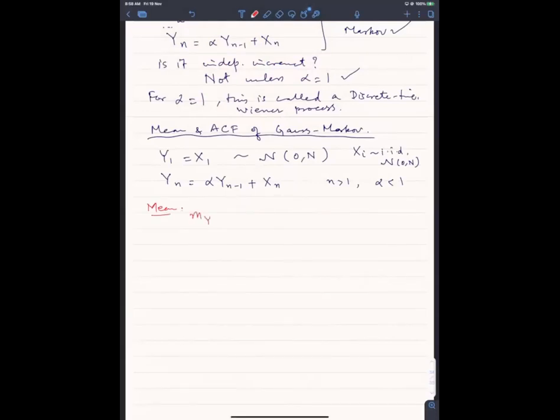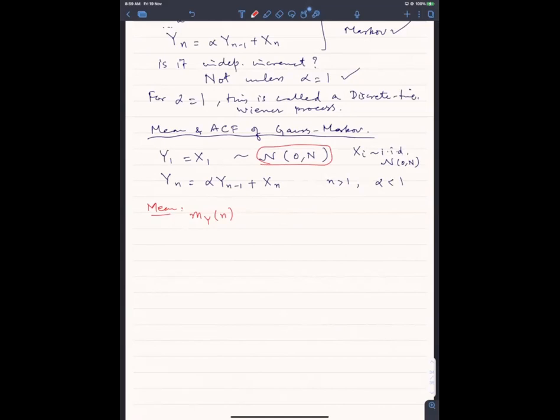The mean of yn. By the way, is this a discrete time process or a continuous time process? This would be a discrete time process. Continuous alphabet or discrete alphabet? Well, since this is drawing from a normal distribution, it has to be a continuous alphabet.